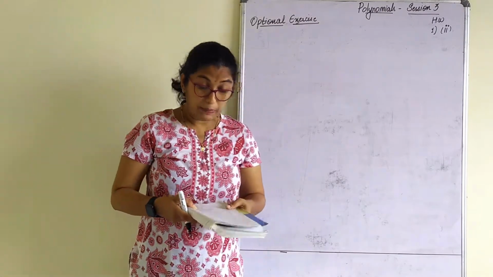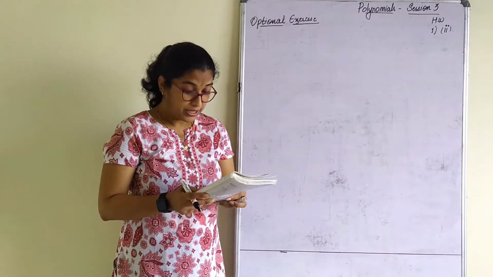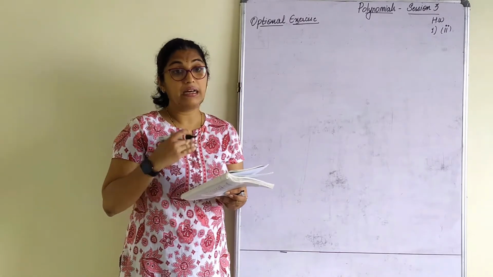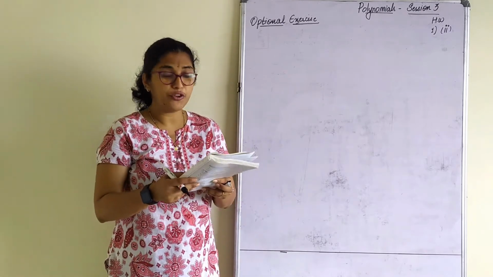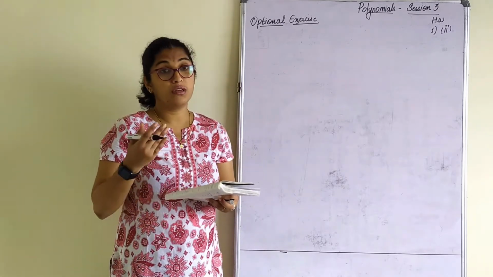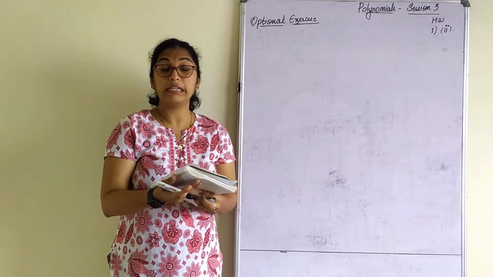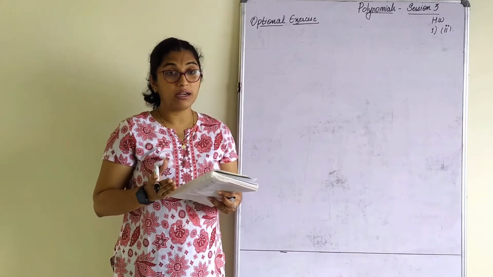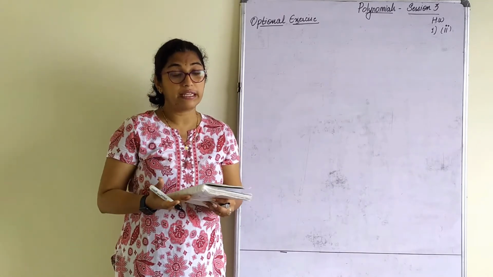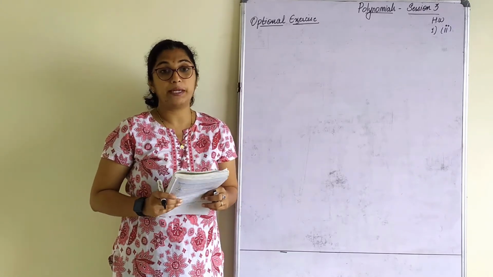So children, now we'll begin with the optional exercise of chapter polynomials. Before I start with this, in the previous exercise, I had marked a few homework sums. So you all know that you can check the answers behind what is given, correct with that, put a tick bar. In case you get a wrong answer, try to resolve it again.